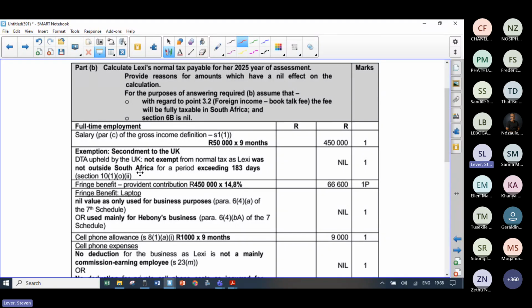Because she's only overseas for 90 days, which is less than the 183, there is a mark in the board solution for saying Section 10102 does not apply. So again, it's written in the question. You need to write down that she doesn't get a Section 10102 to get the mark.